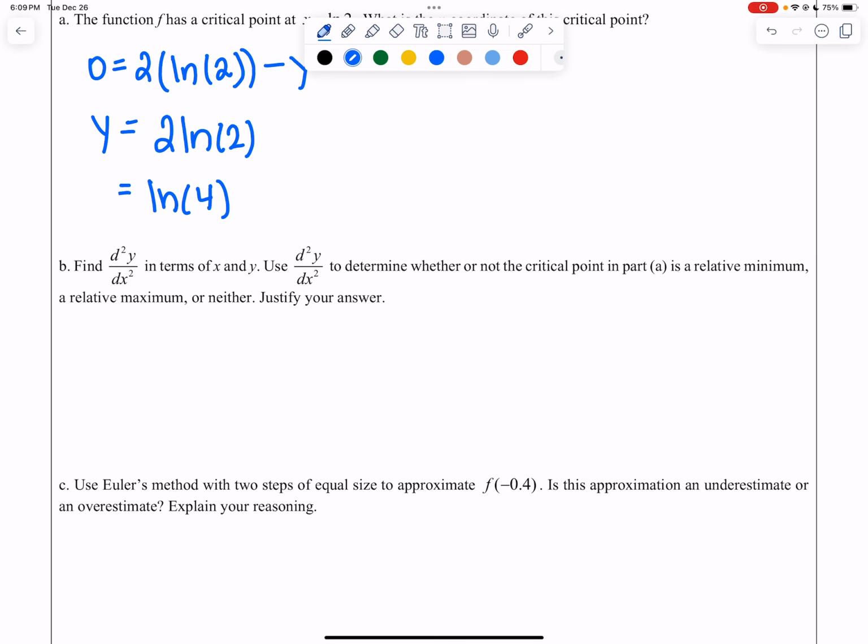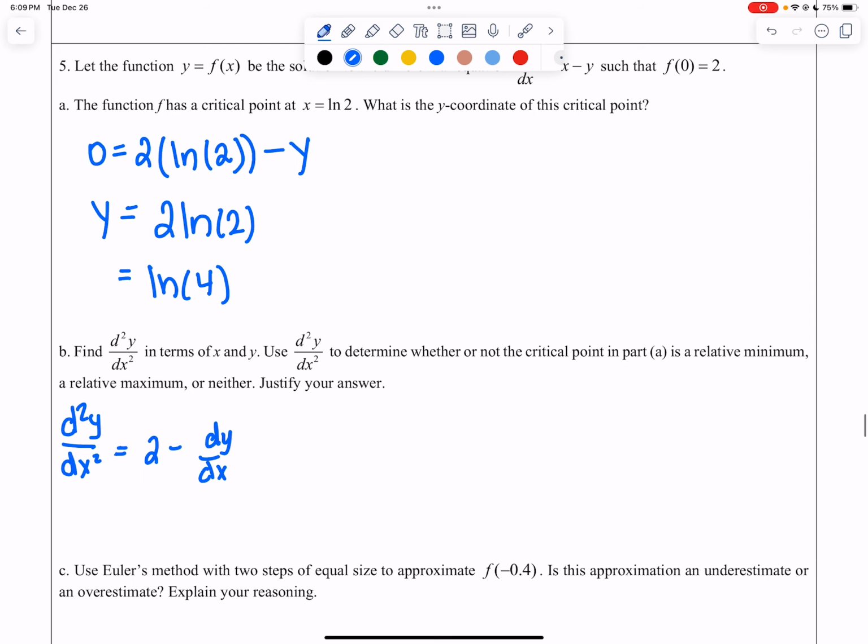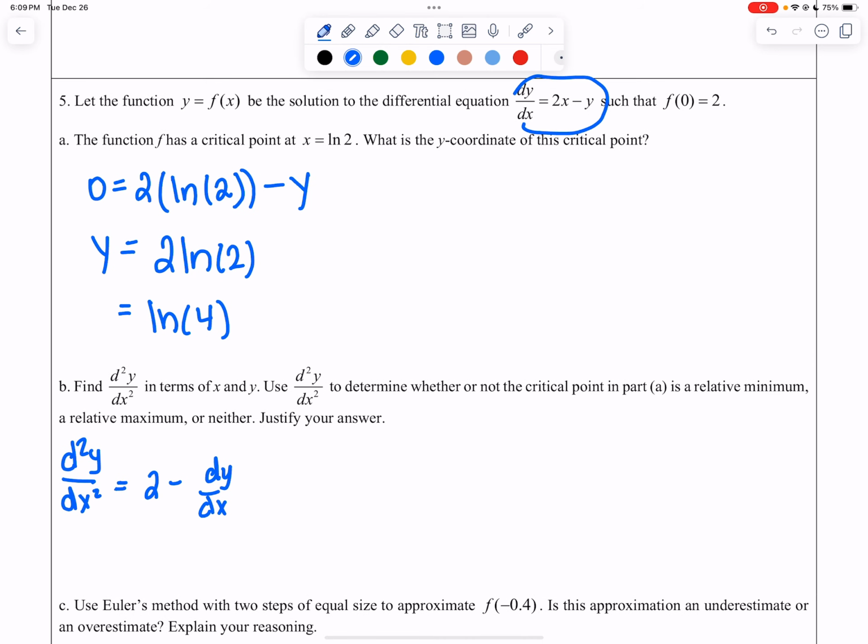Okay, part B, we want to find the second derivative in terms of x and y, and then we're going to use the second derivative to determine whether or not the critical point in part A is a minimum, a maximum, or neither. So the second derivative is 2 minus dy/dx. And we know that dy/dx is this lovely thing right here.